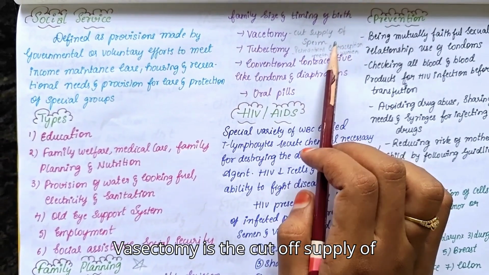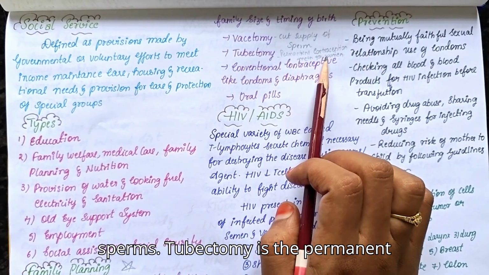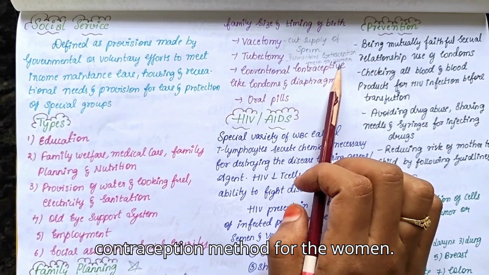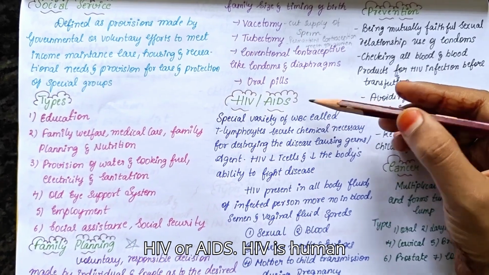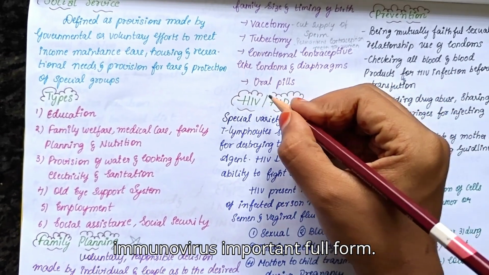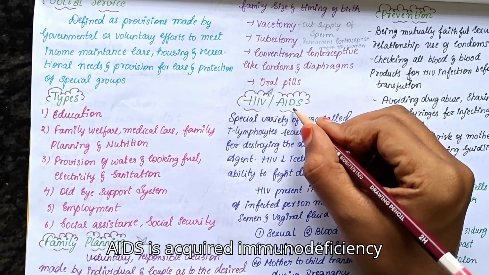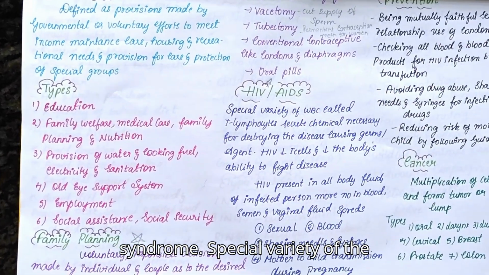Vasectomy cuts off the supply of sperms. Tubectomy is the permanent contraception method for the woman. HIV or AIDS. HIV is human immunodeficiency virus, an important full form. AIDS is acquired immunodeficiency syndrome.